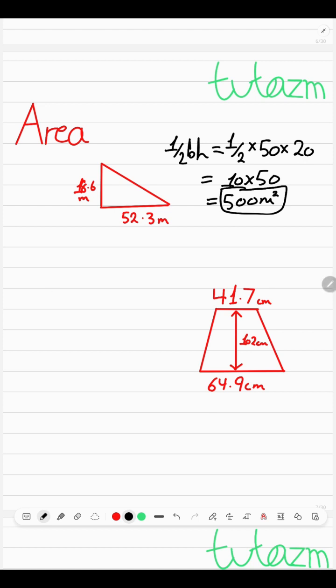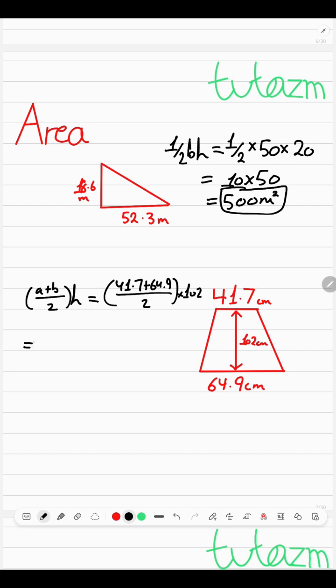Alright, so the area of a trapezium is A plus B over 2 times the perpendicular height, where A is the first base, B is the second base, and the height is the perpendicular height. So in this case this would be 41.7 plus 64.9 over 2 multiplied by 102.